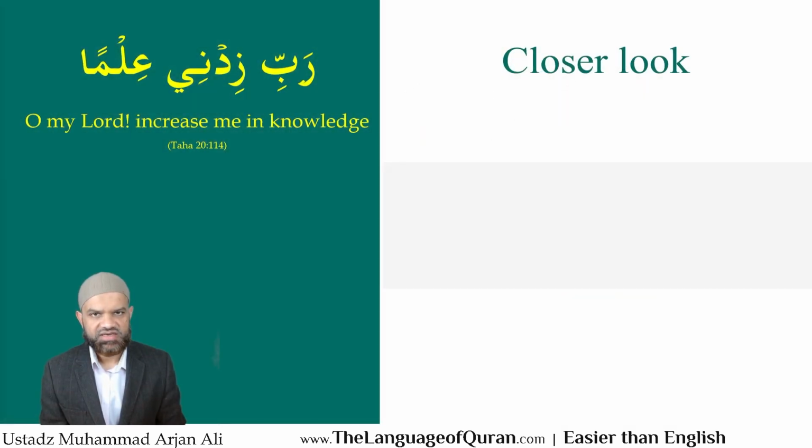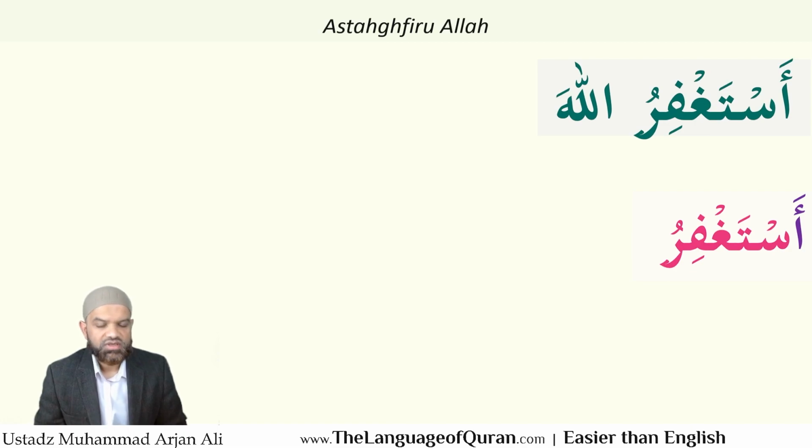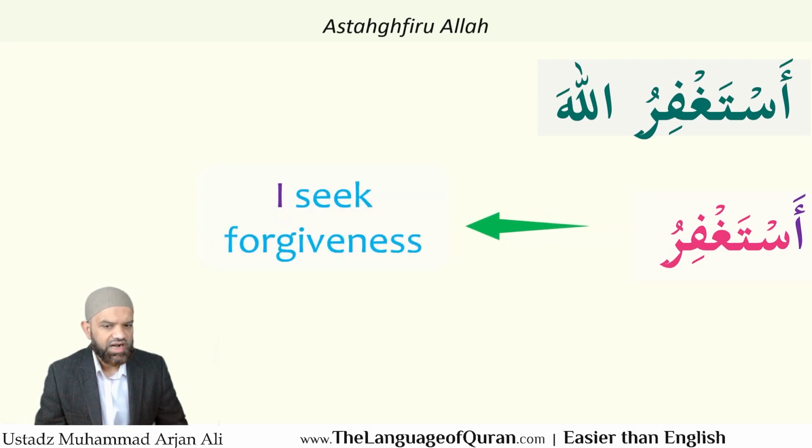A closer look at the text. There are only two words. The first one is the one that we are unfamiliar with, Astaghfiru, which means I seek forgiveness. This is a word that is actually formed from three root letters by adding things to it. And the three root letters are Ghain, Fa, and Ra, a very commonly used root in the Quran. So the basic meaning here is I seek forgiveness.